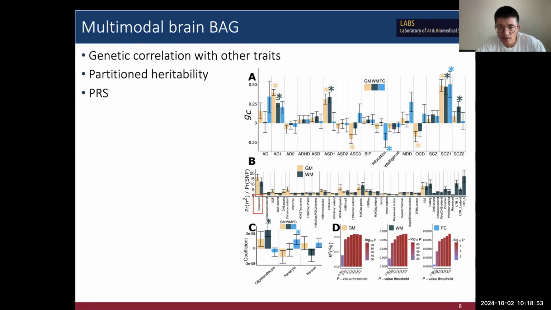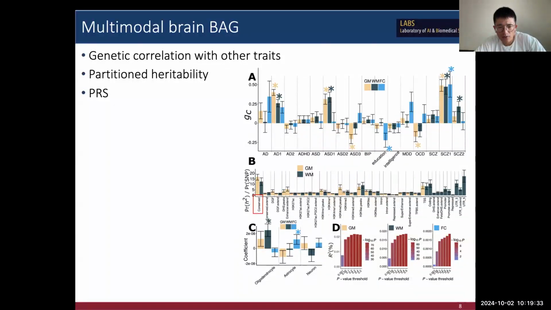And as we can see, the gray matter and white matter BAG were enriched at different regions regarding heritability enrichment. For example, the gray matter BAG showed the highest enrichment level in the conserved region, which denotes all the SNPs that were conserved across different mammals along the whole genome. And I think those SNPs are still not well understood by the research community, and the exact function of this region has been largely unknown.